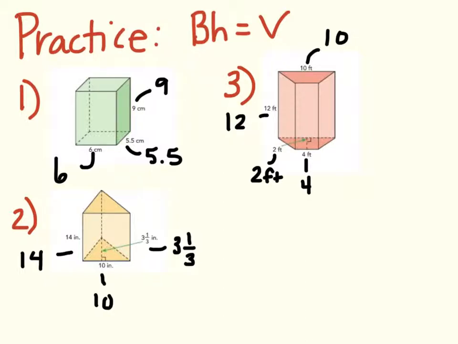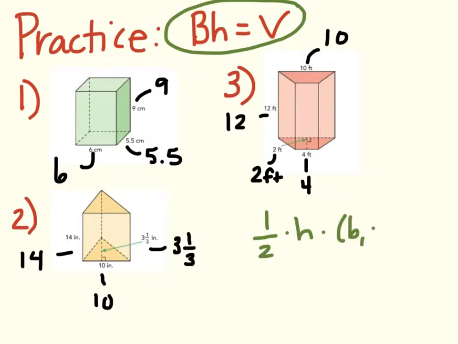All right, please remember to use this simplified formula. Area of the base times height will give you the volume. Don't forget, area of a trapezoid is 1/2 times height times b sub 1 plus b sub 2. All right, good luck with these problems. They're a little tricky, but I know you can do it.